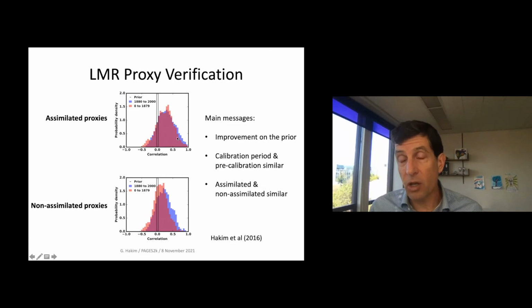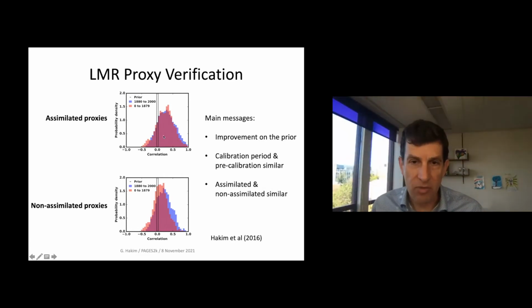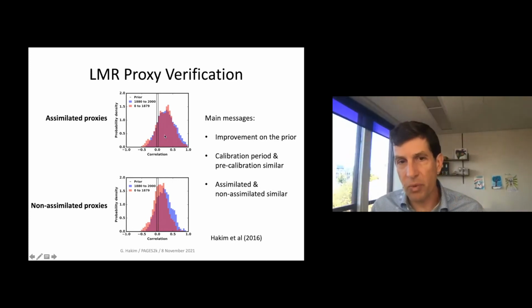That's what these color distributions show you, that we have positive correlation with the proxy values. The different colors, the red and the blue, show you different time periods. The blue is during the period when the PSMs were calibrated, and the red is completely outside that time period. And the fact that they overlap says that these are apparently stable calibrations.